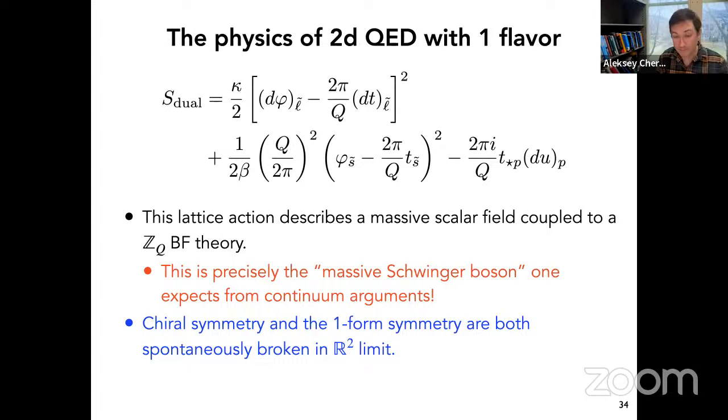What this lattice action is giving us, if you stare at it, is basically a massive scalar field. Here's the kinetic term, d phi squared. Here's a mass term, with some extra things to make sure everything is gauge invariant. But it's coupled to a BF theory, a Z_Q BF theory. That's what this thing is. It's a Z_Q BF theory by itself on the lattice. That's precisely the massive Schwinger boson one expects from the continuum analysis of charge Q massless QED. It's exactly what you want from the continuum. And then chiral symmetry and the one-form symmetry are both spontaneously broken in the continuum limit. Okay, so you get exactly what you want from the continuum right on the lattice.